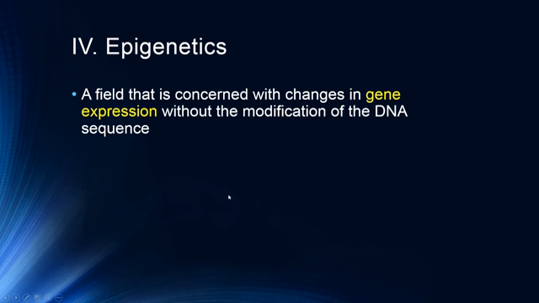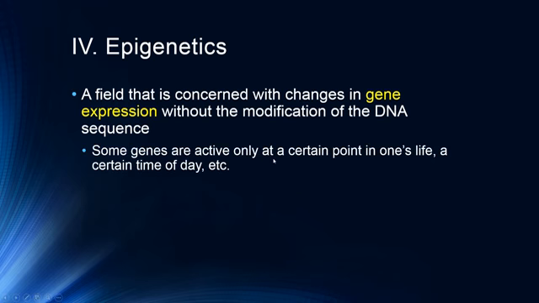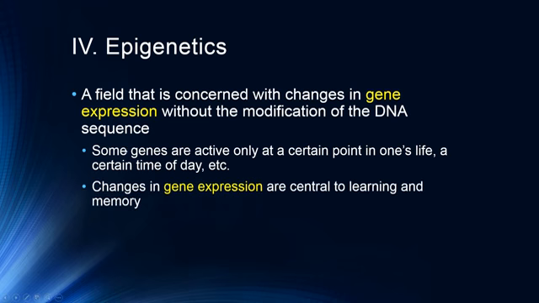A very important field in psychology, in particular physiological psychology, is the field of epigenetics. This is a field that is concerned with changes in gene expression without the modification of the DNA sequence itself. So these are modifications in the expression of genes without changing the DNA sequence itself. Some genes are active only at certain points in one's life or certain times of day, and they kind of turn on and off. So some genes are active while you're going through puberty or when you're an infant, but not later in life, or they're only active at certain times of the day, certain times of your hormone cycle, etc.